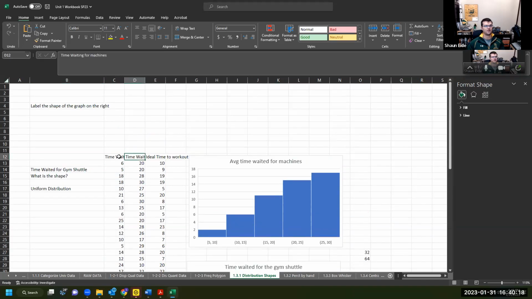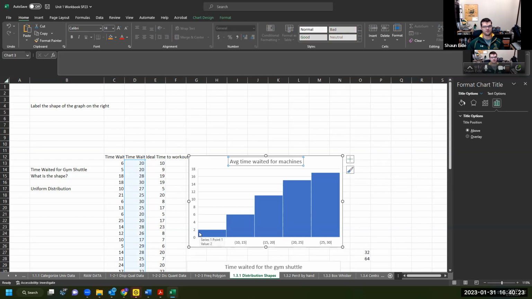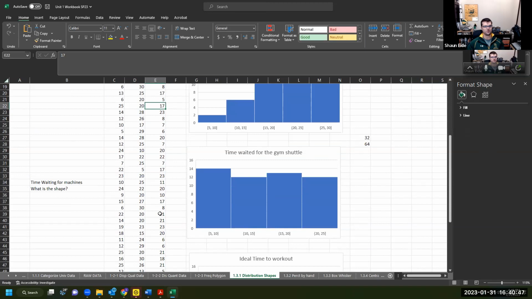So let's see here, the waiting for machines. Right here, we talked about if there's some individuals that don't have to wait at all, but the majority of individuals wait a longer period of time, this would be negatively skewed. It's skewed towards the left-hand side, because there's a few people that barely have to wait at all, but most people have to wait this much, so it's negatively skewed because those people who have to wait less are skewing it that way.